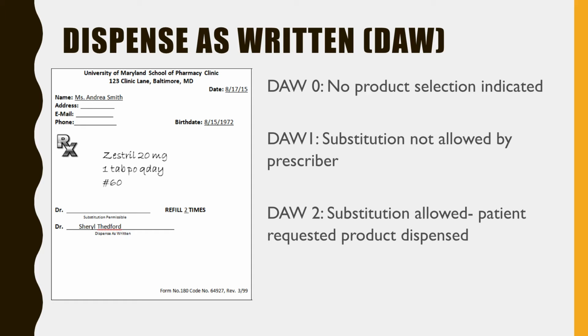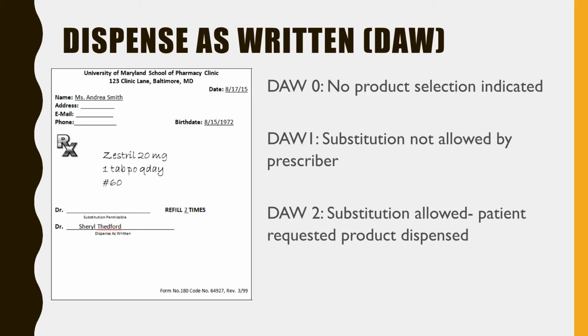The prescriber may prescribe the brand or generic name for a drug. As mentioned previously, if the prescriber doesn't indicate on the prescription that he or she would like the pharmacist to dispense exactly the medication written, the pharmacist may substitute it for the generic drug. If that was the case, it would be DAW 0, which means no product selection indicated. Choose this if the prescriber does not write a prescription for dispense as written.